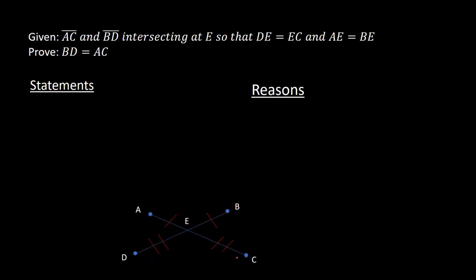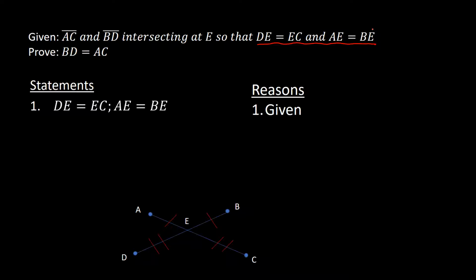Now when you do a proof, you need 2 columns. You need the statements column and the reasons column. And the first statement is going to typically be your given information. So it is given that DE is equal to EC and AE equals BE. So that would be your first given statement. And the reason is because it is given.